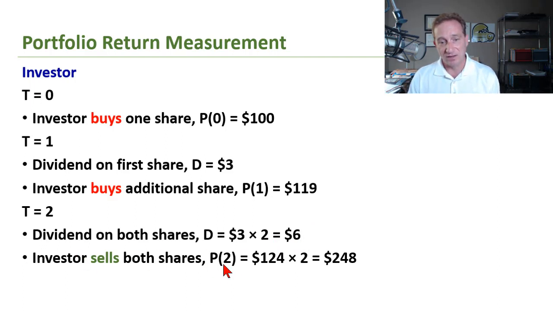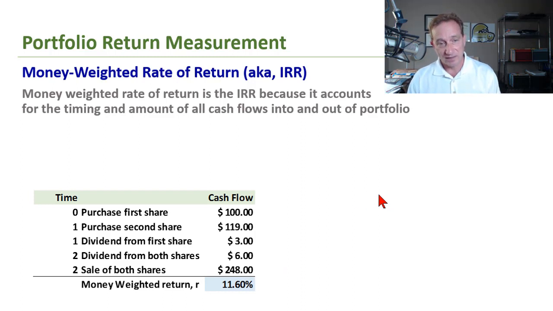And now we're going to sell both shares when the price is further increased at the end of the second period to $124. So we'll collect $248. And then the question is, what's our return given this scenario? And it turns out there's more than one answer.